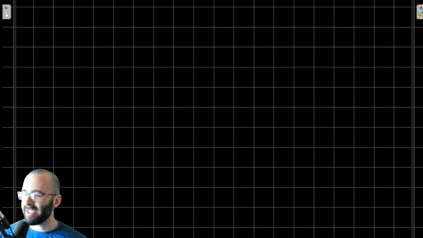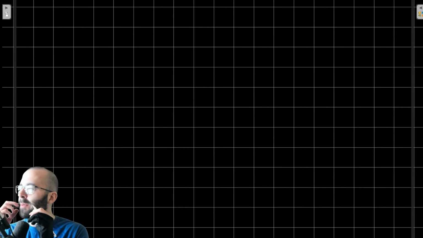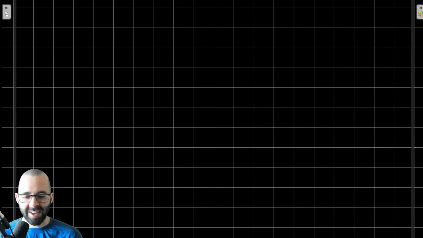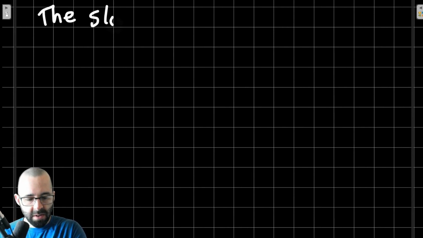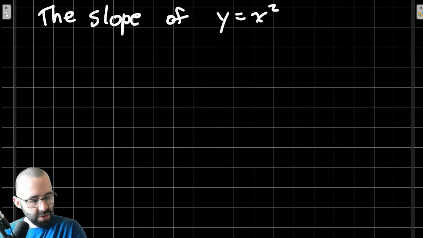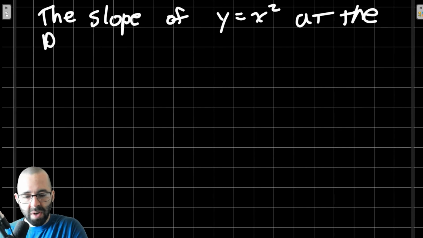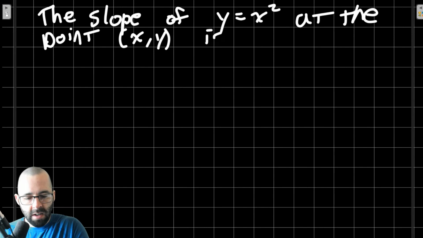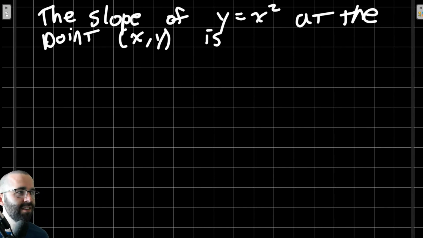So we're going to start off with a little secret, a little foreshadowing. If any of you have had any exposure to calculus before, you might see what's going on here, but otherwise it's going to be a surprise for later. So here we go. The slope of the graph y equals x squared at the point x comma y is given by an equation.